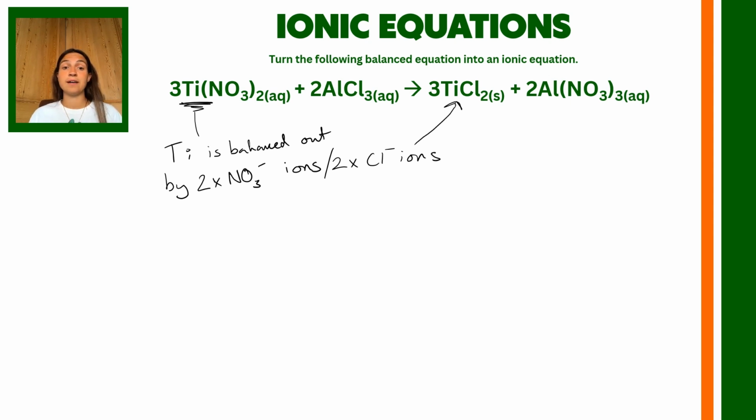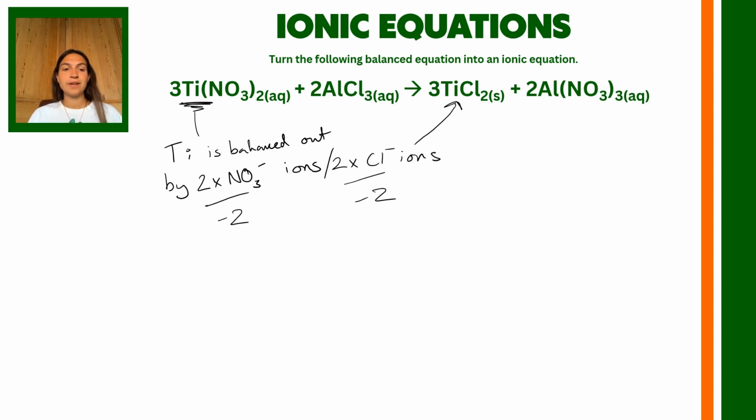Or on the right hand side, equally, I have got my titanium being balanced by two chloride ions. Now, both of my chloride and my nitrate, it doesn't matter which one of those two things I look at, they both just have a -1 charge. And since there are two of them, overall, that is a -2 charge.